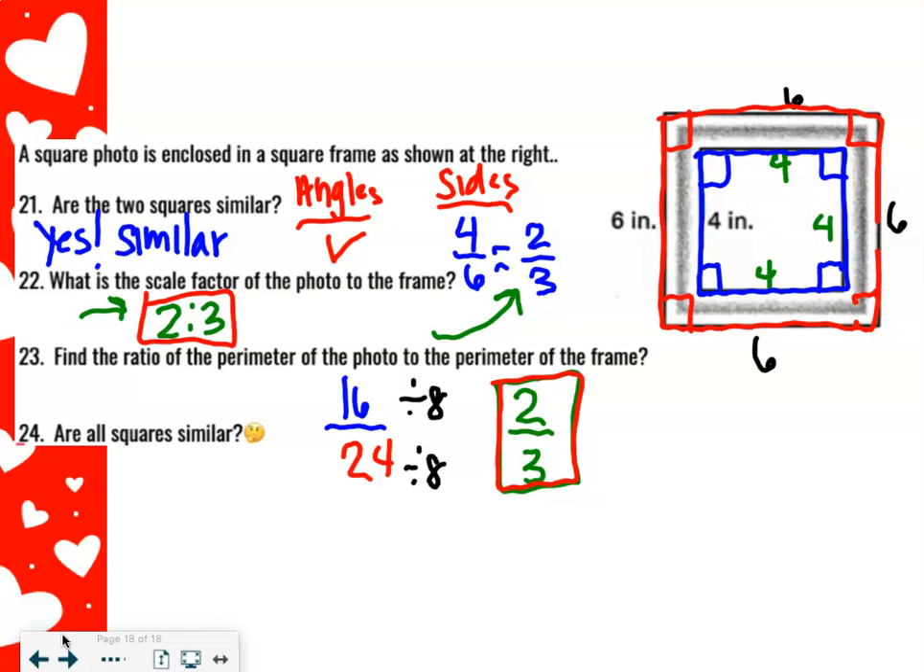It's the same. And then my question to you is, are all squares similar? And I hope you're thinking, yes, it doesn't matter if it's super small or super big. All squares are similar.